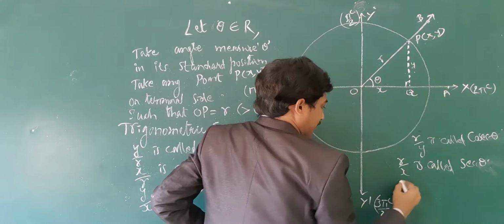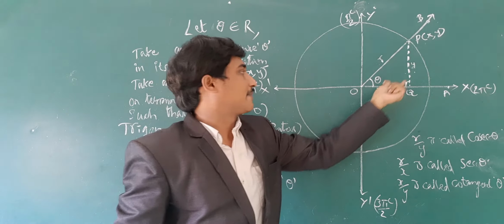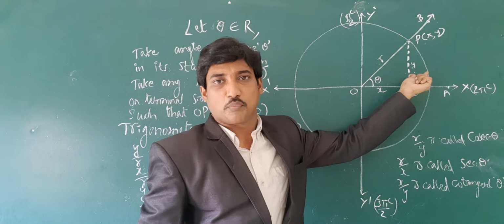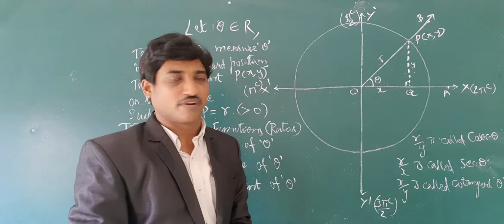Here, the ratio of the x coordinate and the y coordinate, that is, the ratio of the side adjacent to theta and the side opposite to theta, we define as cotangent theta. We can define these based on a point, otherwise based on a right angle triangle.